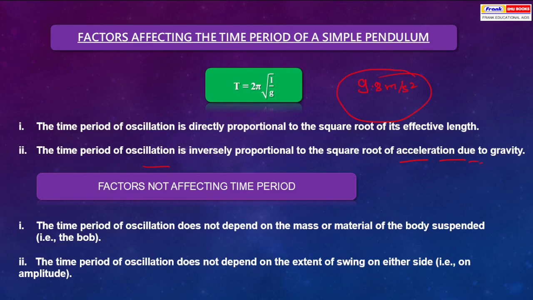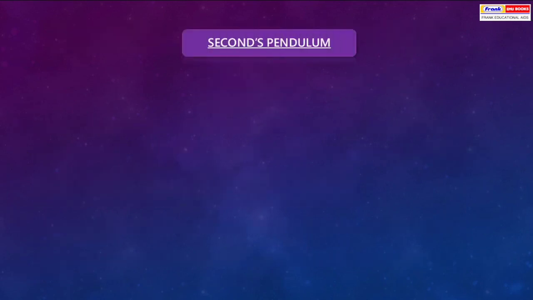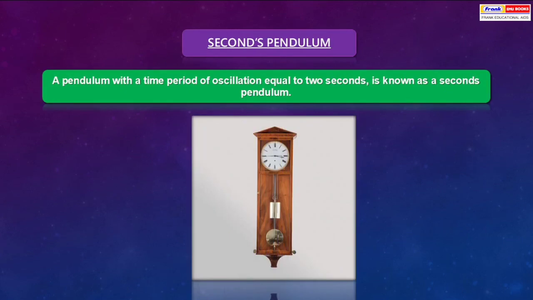Then we have some other factors which do not affect the time period. The time period of oscillation does not depend on the mass or material of the body suspended. The time period of oscillation does not depend on the extent of swing on either side. Then we have the seconds pendulum. A seconds pendulum is usually used in a wall clock. It is a pendulum with a time period of oscillation equal to 2 seconds, and this is known as a seconds pendulum. So that's all in the chapter.